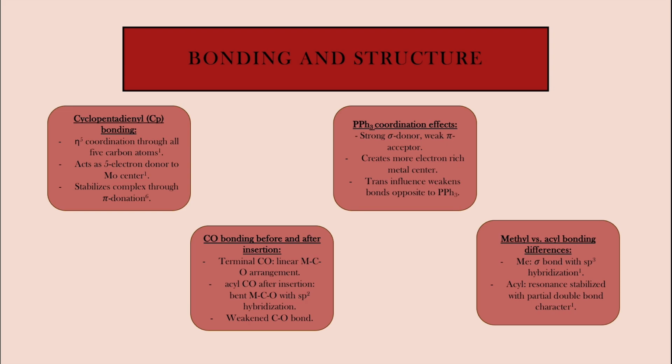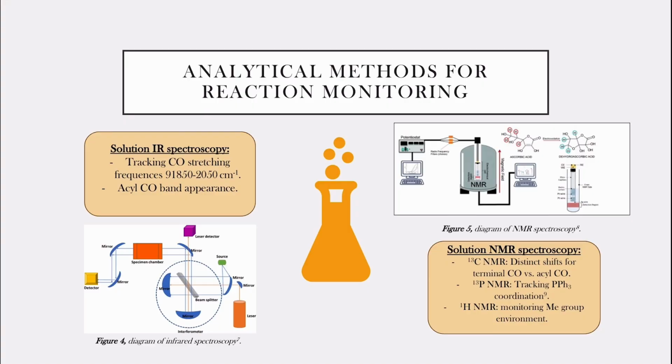The transformation of the methyl ligand to an acyl group represents a fundamental change from a simple sigma bond with sp3 hybridization to a resonance stabilized structure with a partial double bond character between the metal and the carbon.